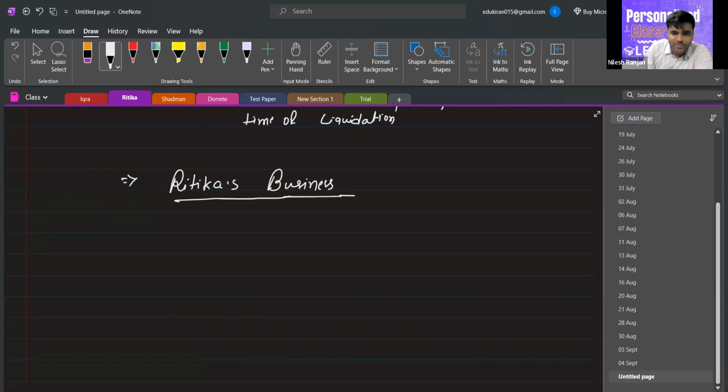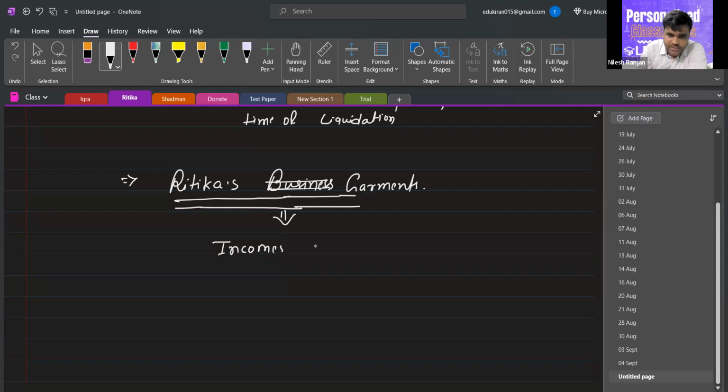Okay, what is your favorite business? If there is any. The clothing business. Okay. So let's say this is your business and you have sold products in a year of 20 lakh.